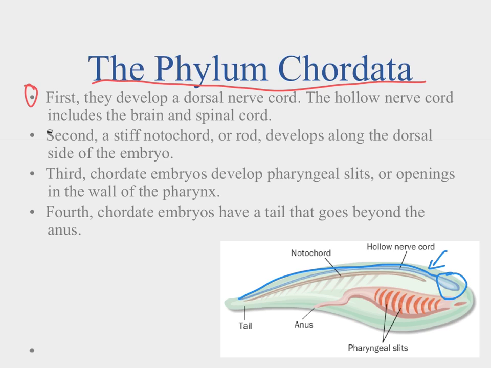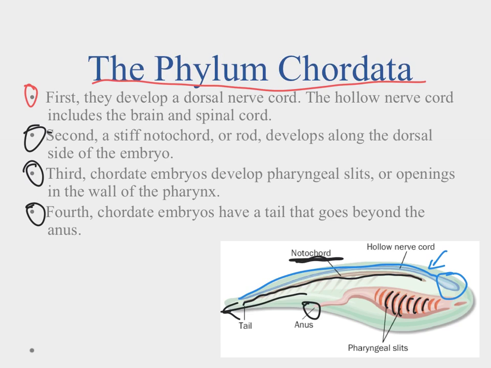Next up, we have this forming of a stiff notochord, and that's going to be this right here. And this kind of goes along the dorsal side, runs along the nerve cord there, and that kind of gives it a little bit of protection and a little bit of shape, or structure. Third, the chordate embryos develop pharyngeal slits, or openings in the sides of the pharynx. So they have these little precursors to what we would call gills forming here. And then finally, fourth, all the chordate embryos have a tail that's going to extend out beyond where the anus is. So they all have this tail.